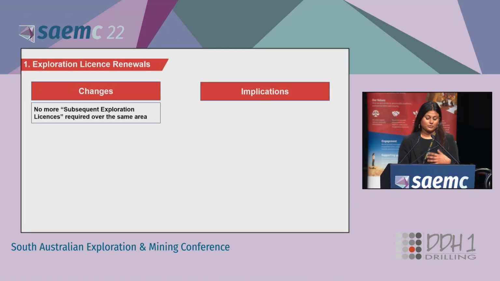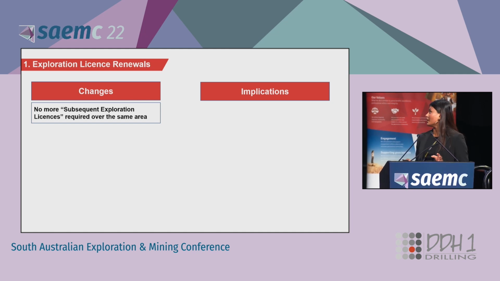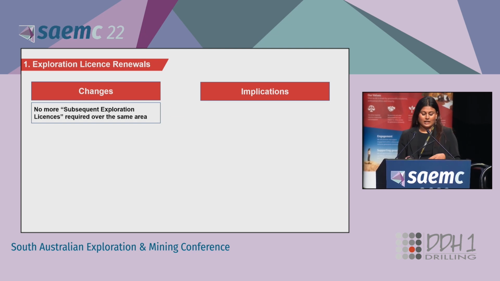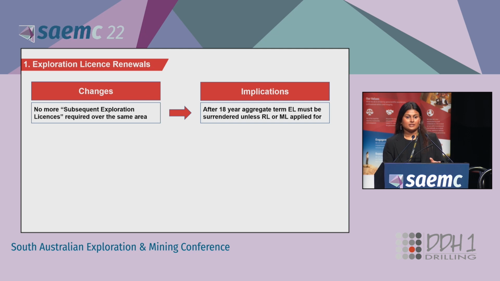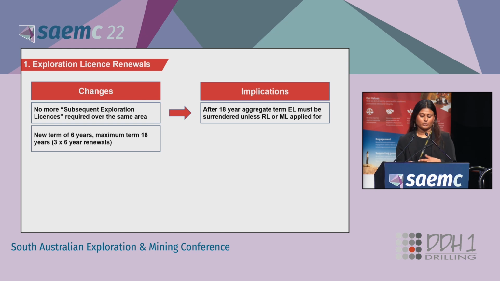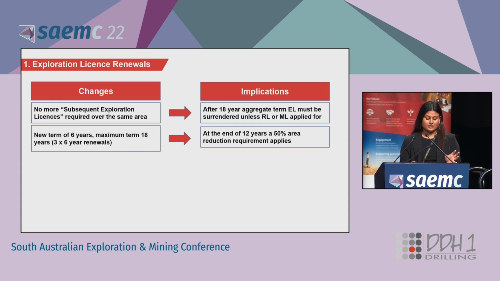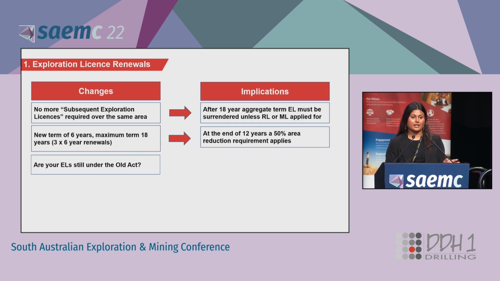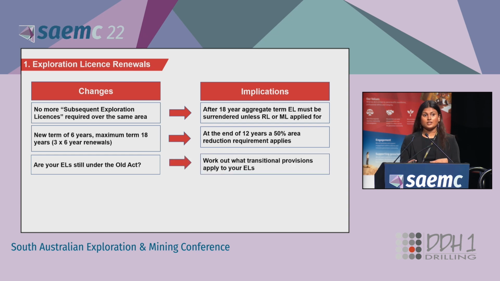So there were some extensive changes around the renewals of exploration licenses. And the main aim of these changes was to reduce land banking and the need to apply for subsequent exploration license applications over the same area of ELs. The Act also introduced a new 6-year term rather than 5 years and added a maximum aggregate term of 18 years for which the exploration license can now be held. And as many of the existing exploration licenses are under the old framework, the Act also brings in transitional provisions to take these ELs into the new framework.